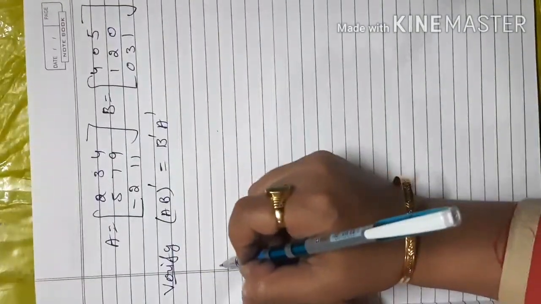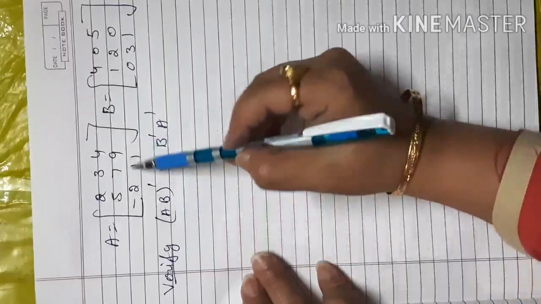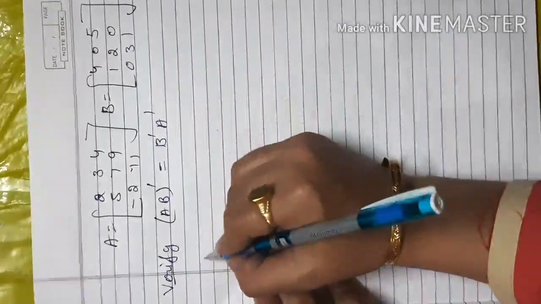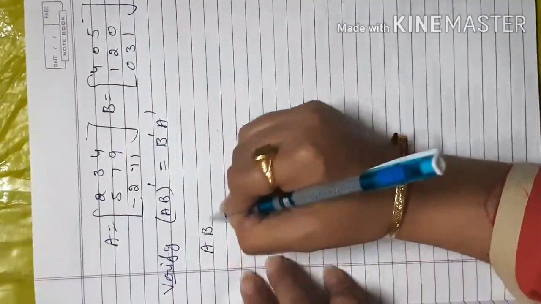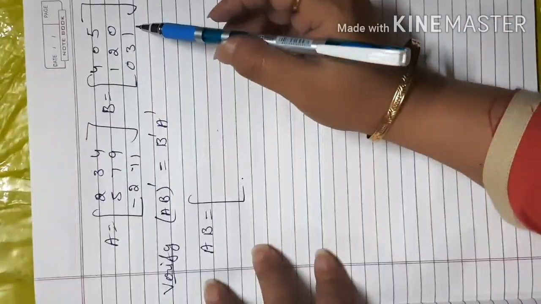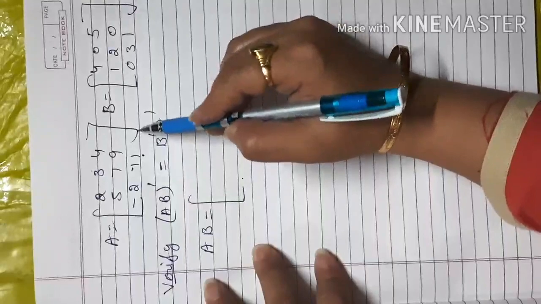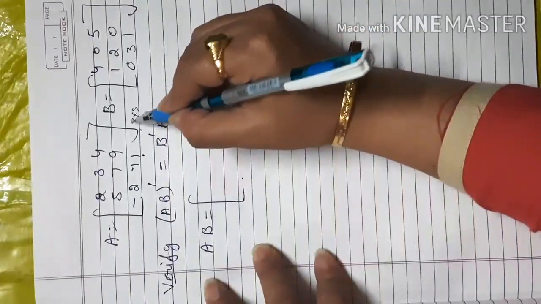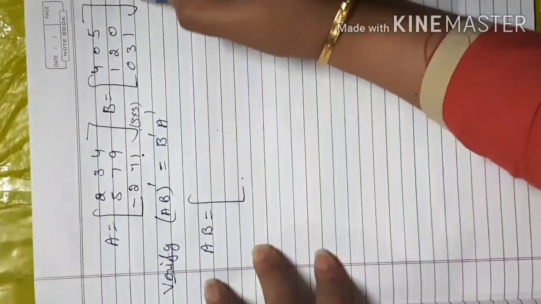What I will do is first multiply A and B. This is a 3 by 3 matrix and this is also a 3 by 3 matrix, with 3 rows and 3 columns.